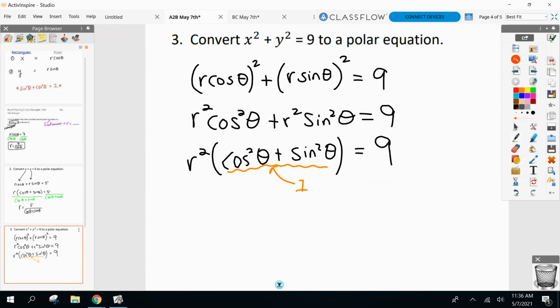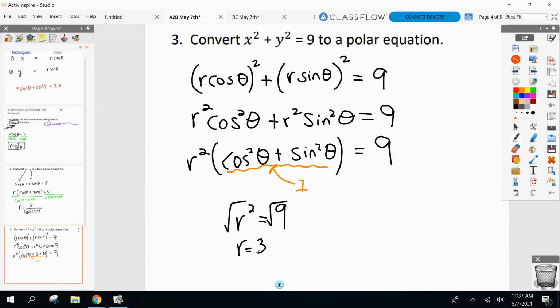So what am I just left with on the left side now? Oh, we're getting there. R squared now equals 9. But R squared is not good enough, right? It's got to be R equals. Okay, guys, come on now. What's next? Take the square root of both sides. R equals 3. That doesn't look right, does it? I don't know. We'll check though. Seems like there should be more to it, right?